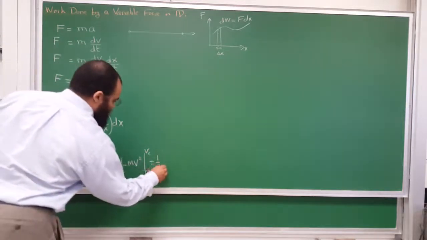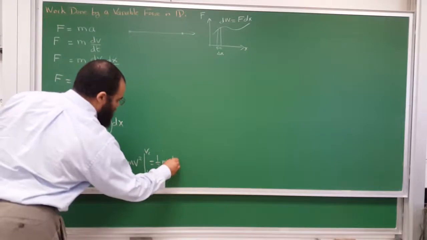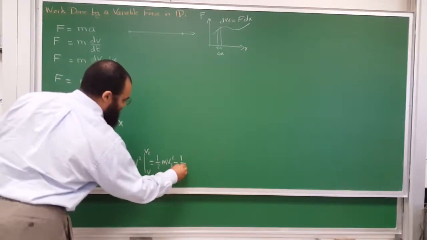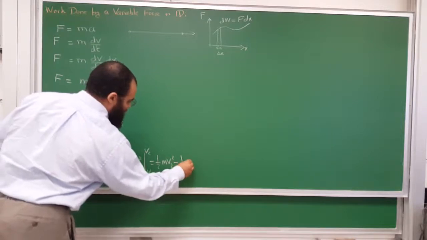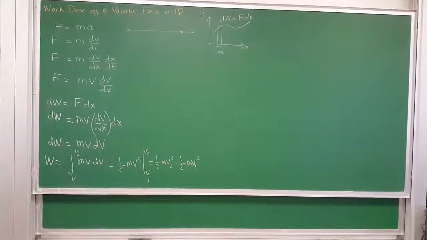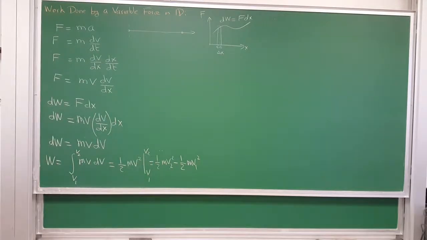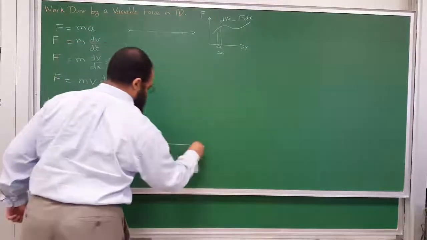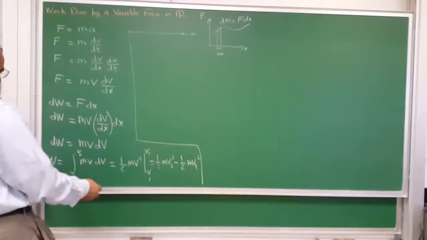So 1/2 mv1 squared, v2 squared. I did one thing and I said a different thing. So 1/2 mv1 squared. All right, so that is that. And this is the change in kinetic energy. So we can box this. Let me just box it.